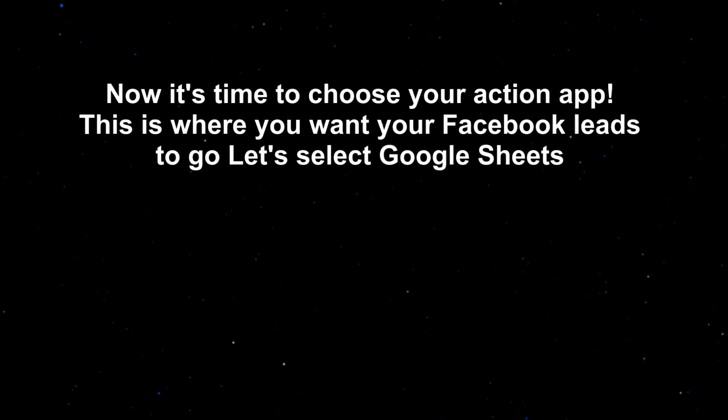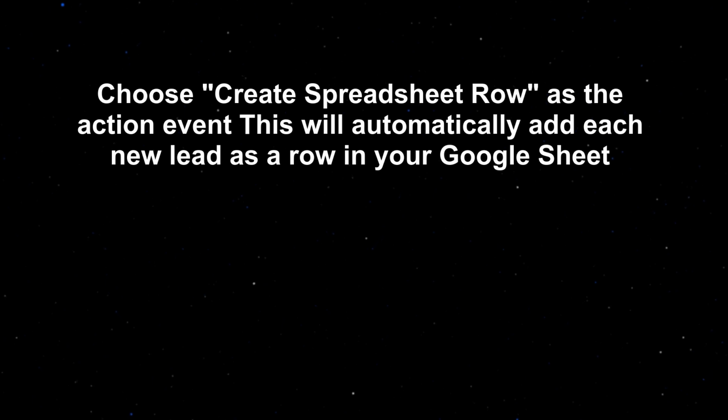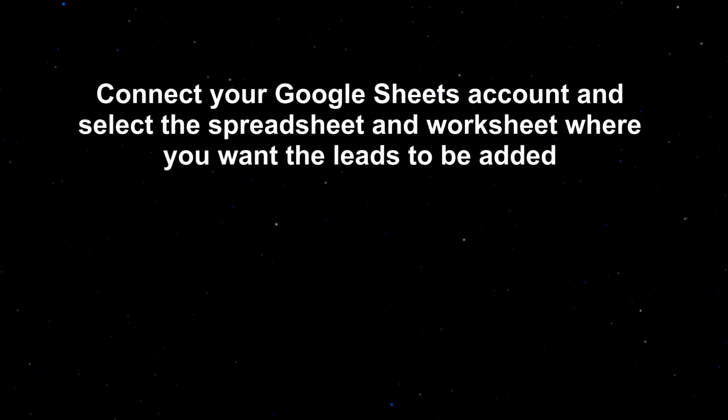Now it's time to choose your action app. This is where you want your Facebook leads to go. Let's select Google Sheets. Choose Create Spreadsheet Row as the action event. This will automatically add each new lead as a row in your Google Sheet. Connect your Google Sheets account and select the spreadsheet and worksheet where you want the leads to be added.